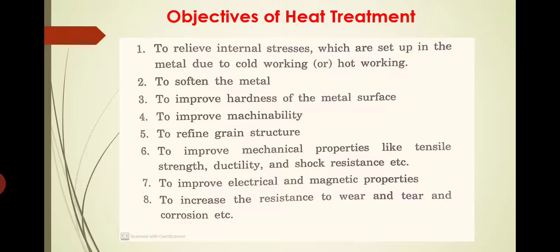By doing a particular heat treatment, sometimes we get the metal as a softer one. By doing another heat treatment process, we get a harder surface also. So anything is possible by doing heat treatment, but we have to choose the appropriate method of heat treatment based on which property we require at the end of the process. Next is to refine grain structure, and the sixth one is to improve mechanical properties like tensile strength, ductility and shock resistance, etc. Next is to improve electrical and magnetic properties, and finally to increase resistance to wear and tear and corrosion, etc.